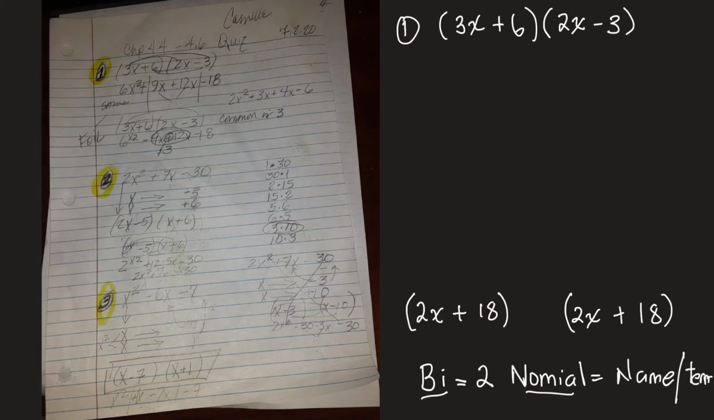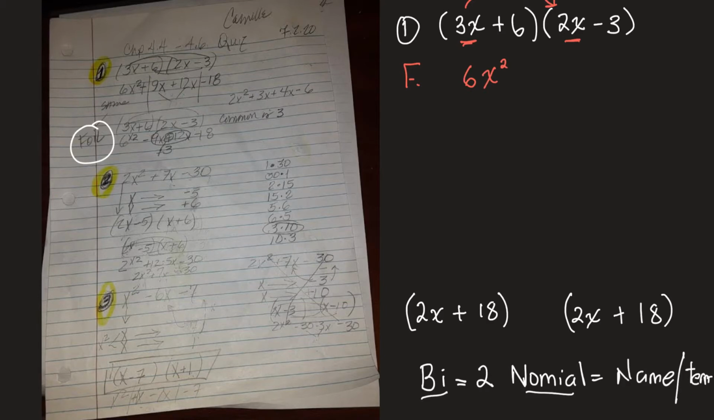We use the FOIL method, which I see here. FOIL just means multiply the first terms in each. So I'm just going to pick a color. This will be the first term in this group of parentheses. Then this will be the first term in the second group of parentheses. So you would simply multiply the 3x times the 2x first. That's your F. Okay? So 3 times 2 is 6. Then x times x is where you get the x to the second power. All right, so the F is done.